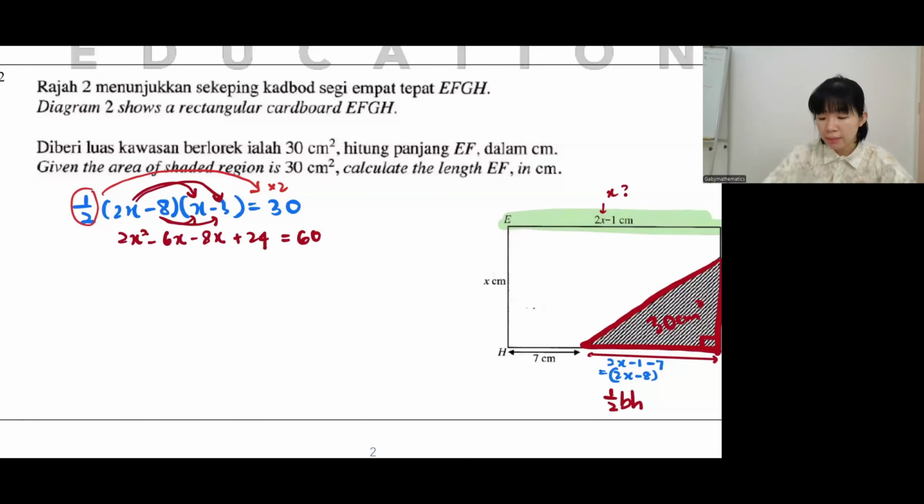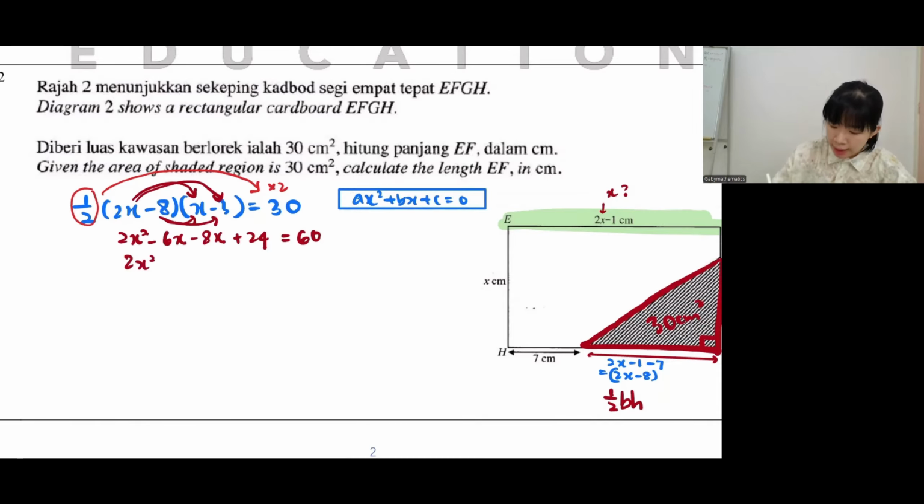Arrange in general form. Always arrange in ax squared plus bx plus c equals 0. So here 2x squared. How about the x? Negative 6x minus 8x, negative 14x. Then the 60 you can bring over. 24 minus 60, how much? Use calculator, 24 minus 60. So it is negative 36 equals 0.